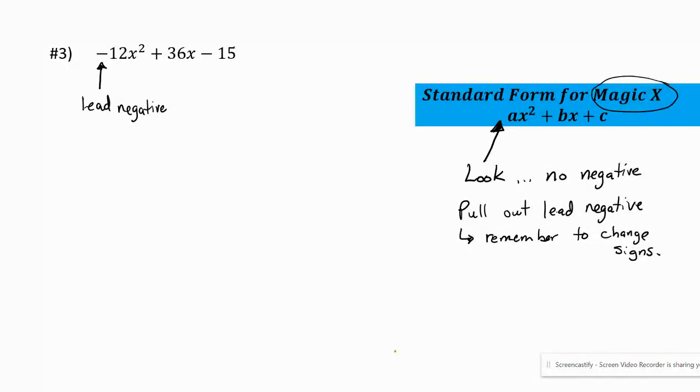Otherwise, your factoring won't work with the magic x. Okay, so we'll get to that in just a second. Let me just change, well, I'll leave this here. Okay, so out of 12, 36, and 15, there's multiple ways to multiply to 12 and 36.